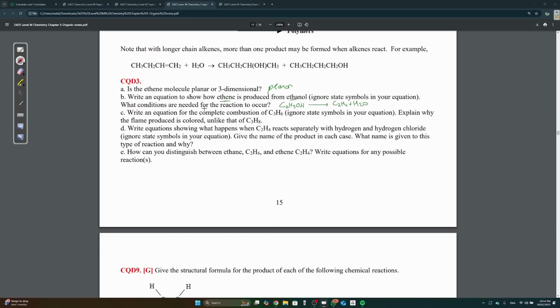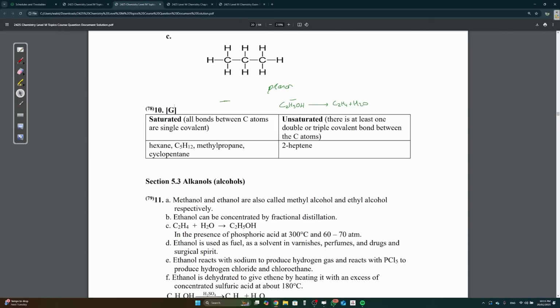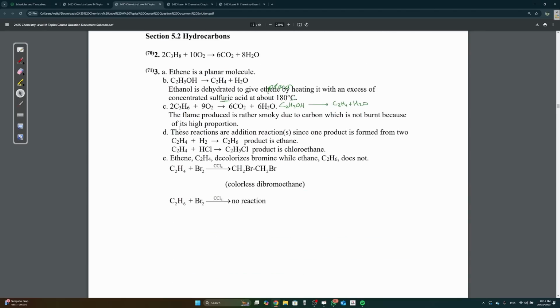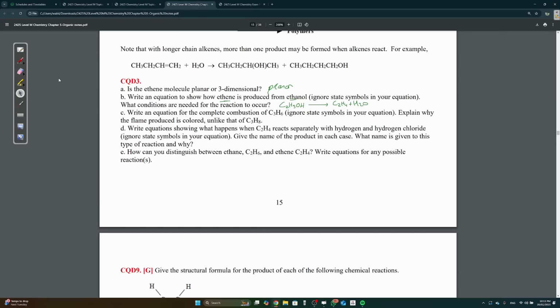What are the conditions for dehydration? I know you forgot, but let's take a look at the solution. CQD3. Yeah, hot concentrated H2SO4 at 180 degrees Celsius.